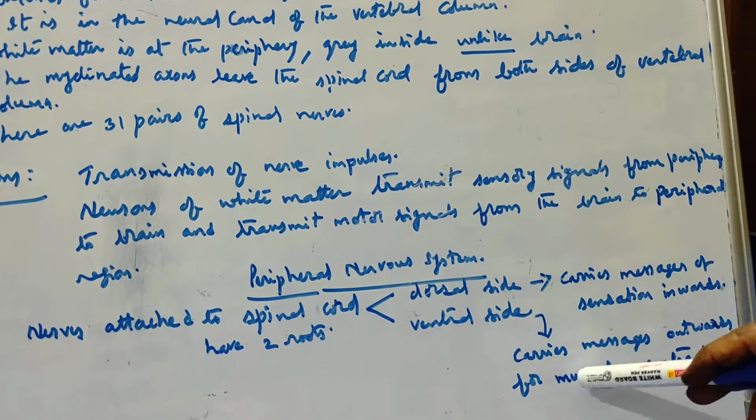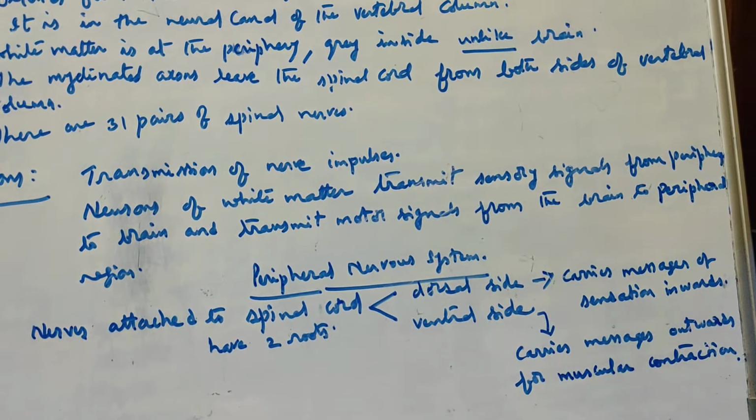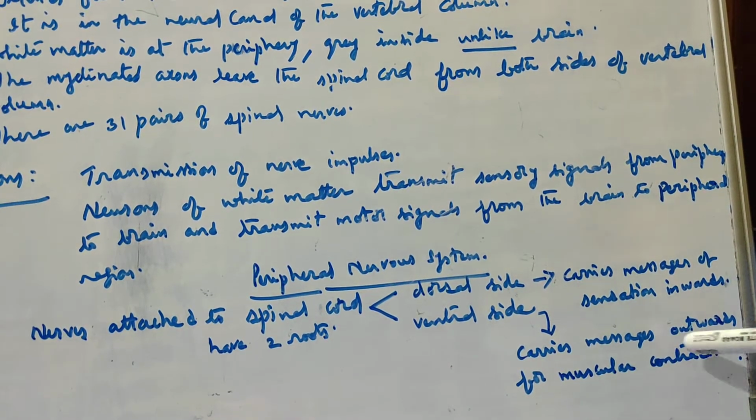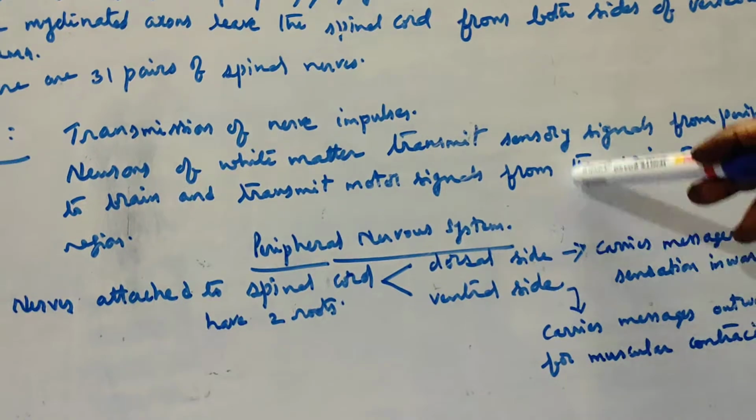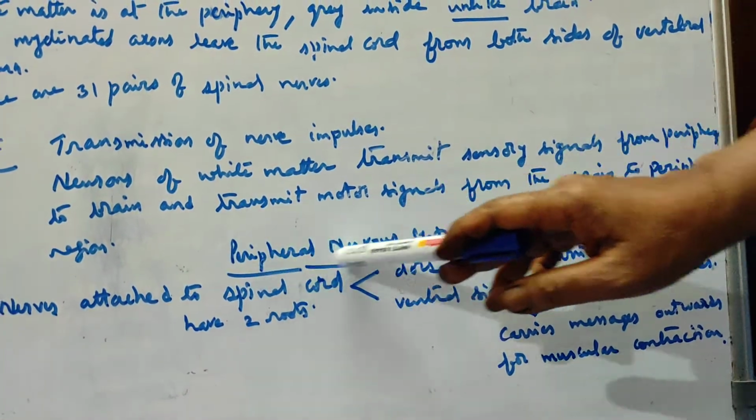Muscular contraction is nothing but the reaction to the stimulus. So like this is the peripheral nervous system, and in detail, in the next video I will explain the peripheral nervous system.